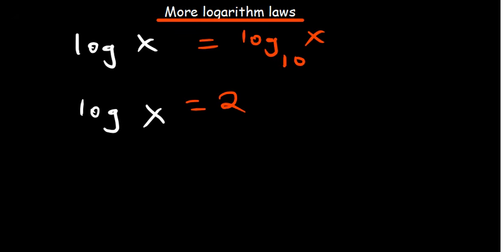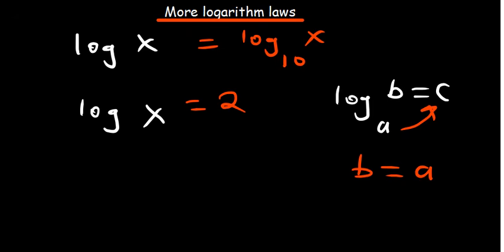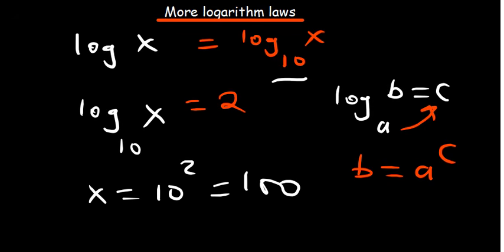Just like we've made a law to say whenever you have a base there, log base a of b is equal to c, the a can go the other side and b is equal to a to the power c. This is going to be very applicable, understanding that whenever there is no base here, just know that it's a 10. So it's going to be x equals 10 to the power 2, which is going to be 100 there. Okay, so that is one more law that you have to understand.